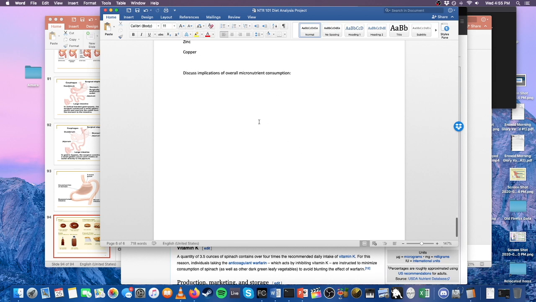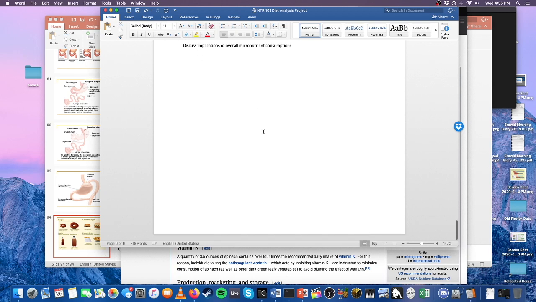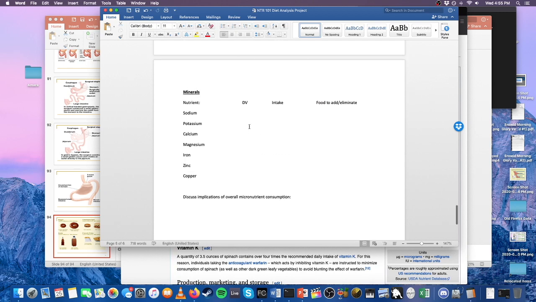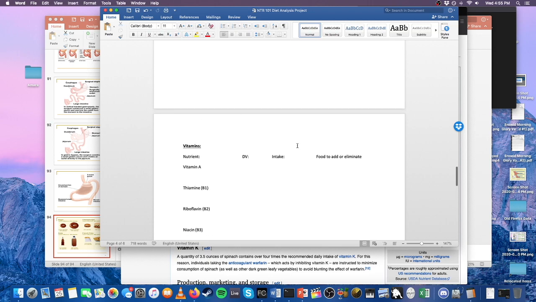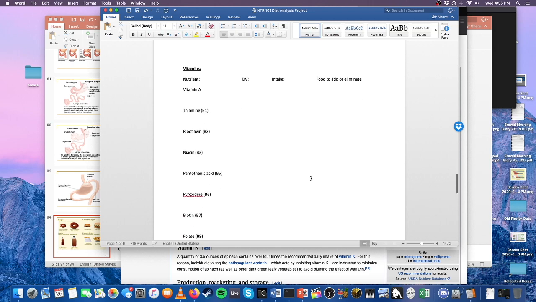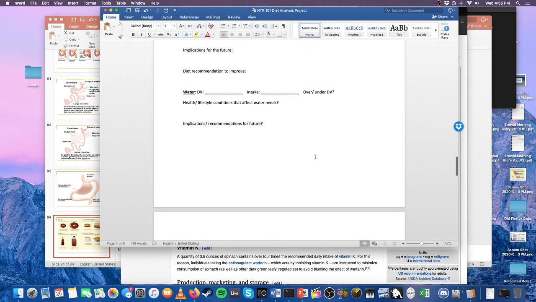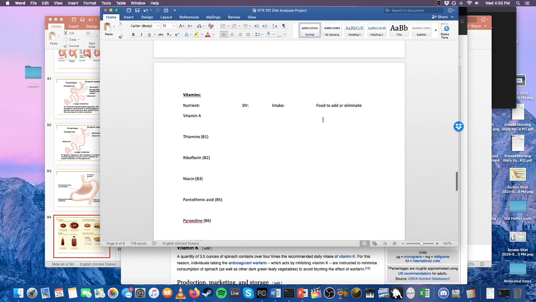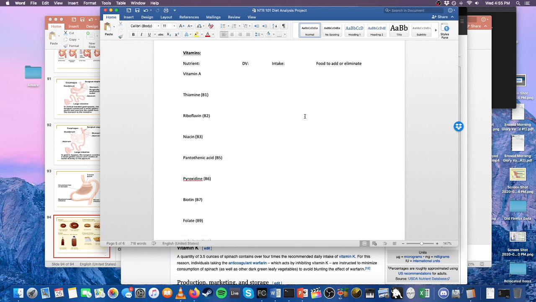And I expect complete sentences, or complete thoughts at least, on the implications section. This is an analysis project, so I want you to do some critical thinking. It's going to require critical thinking to even complete the project, which is why it's the final project in the first place. The other thing that I want you to do for the micronutrients is indicate a food that you should add or eliminate to help you achieve the proper amount of these vitamins and minerals.